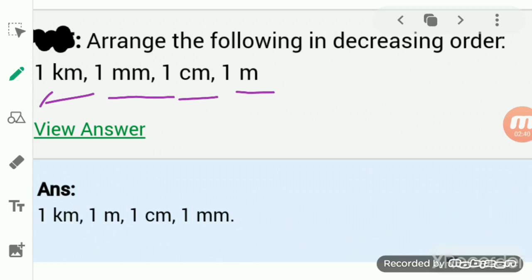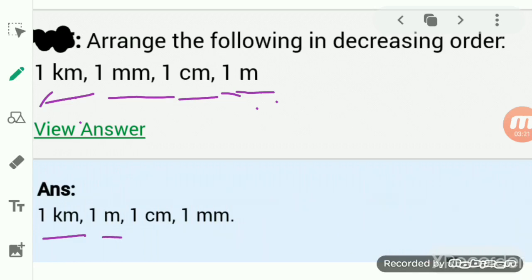So we know that the kilometer is a multiple unit. It means it has more value than the standard unit. Basically we use kilometer for measuring long or large length, large distance. So the kilometer is the larger unit, so we will write the kilometer first. Then you know that the meter is the standard unit. So after kilometer, we will write here meter.